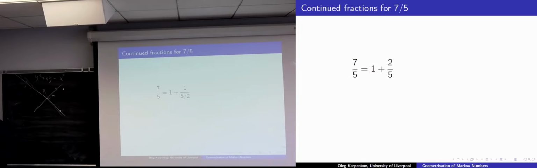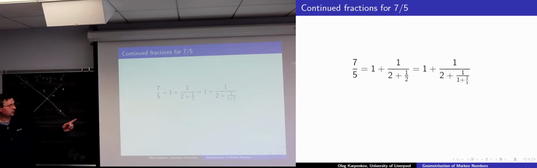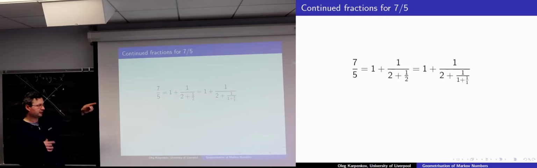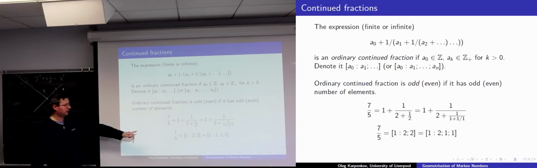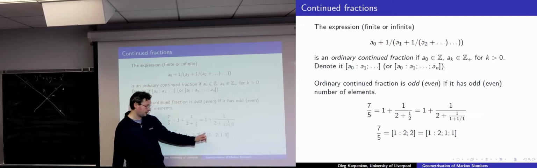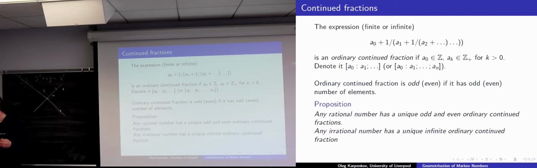So first of all, what are continued fractions? I don't know if you're aware of that. Basically you take a number, you take its integer part, you reverse the remainder, for example 5 over 2, take the integer part, reverse it, take the integer part, etc. At some point you end up with something like 1, 2, 2. Or you can continue and also decompose the last element as 1 over 1 plus n minus 1. Such expressions would be ordinary continued fractions. And we always have one odd continued fraction with an odd number of elements and one even continued fraction with an even number of elements. So any rational number has a unique odd and a unique even one.